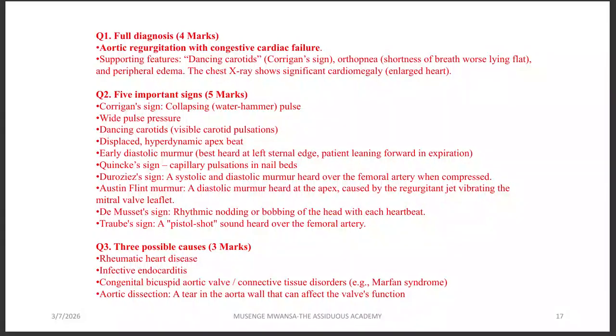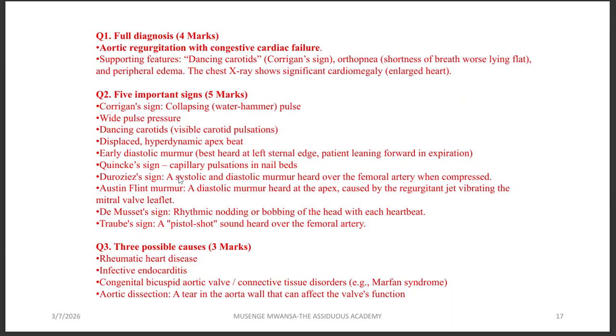Okay, so you're going to have also a wide pulse pressure, and then the apex beat, when you are trying to feel it, you might find that it's actually displaced. And then you can also find a murmur that is early diastolic, when the heart is actually relaxing, best heard on the left sternal edge when the patient is leaning forward and breathing out. Quincke sign.